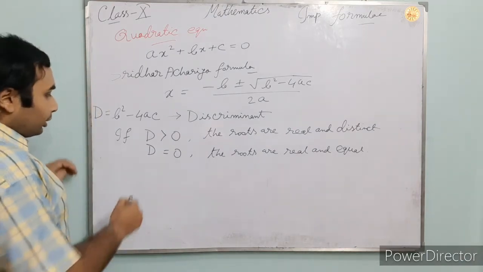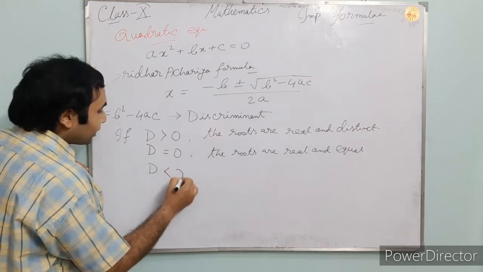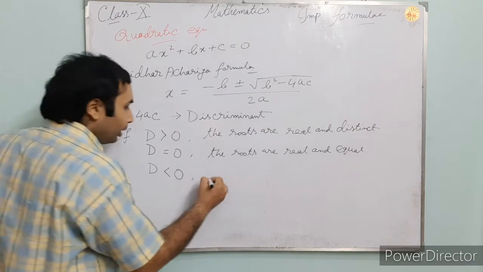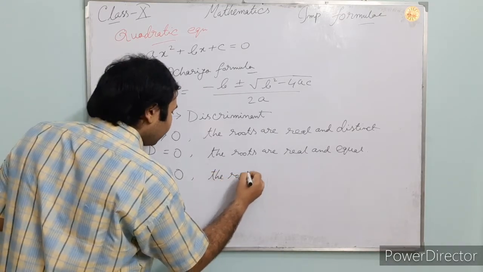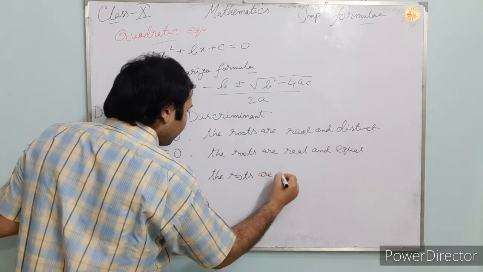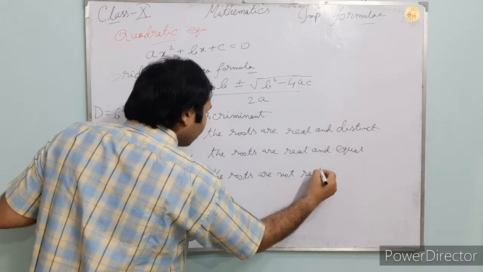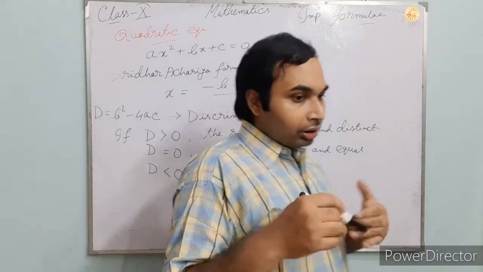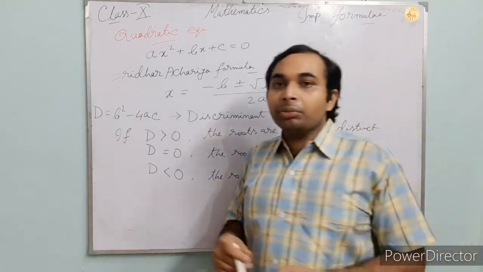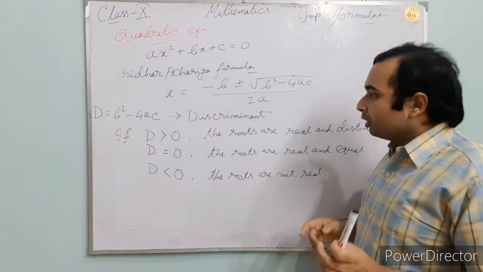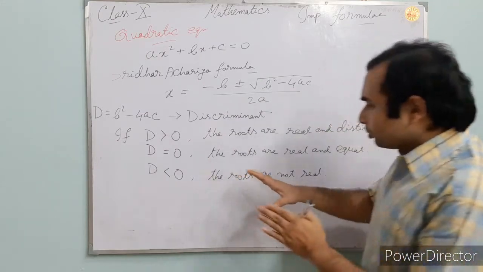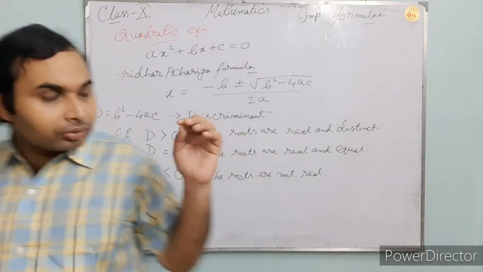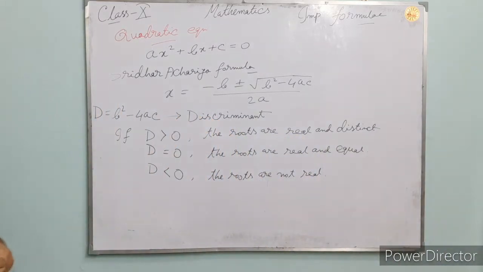Okay. And if D is less than 0, that is, if the negative sign is coming under the root, then the roots are not real. That is, we will find complex roots. We will go to the complex number system. You don't know that now, it is in class 11. So just write here that the roots are not real. Those are the nature of the roots only.